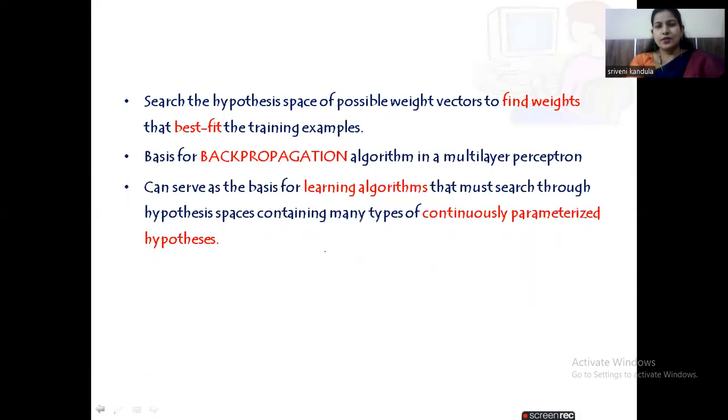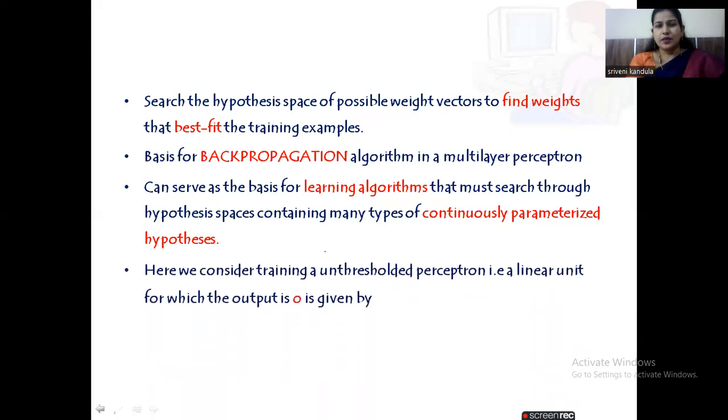And it can also serve as the basis for learning algorithms that must search through hypothesis space containing many types of continuously parameterized hypotheses. In our case, the input values, the weight vectors keep on changing continuously, right? Here, we are considering training an unthresholded perceptron, that is, a linear unit only we are taking, where we are measuring the output as O, which we can give as O of X is nothing but the weight vector W multiplied with the input vector, that is X bar.